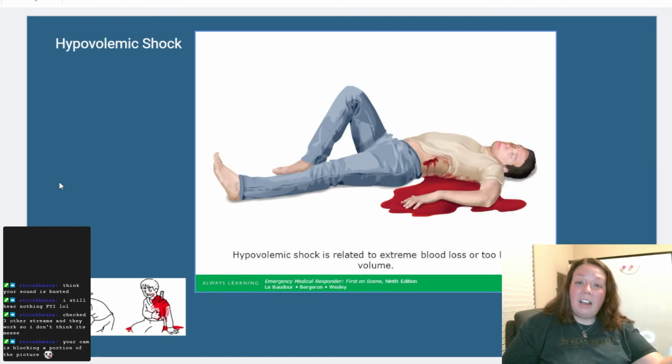Remember, with shock, we have a decrease in blood flow, and what is on blood is oxygen. Oxygen can't be carried on fluids like normal saline or lactated ringers. You actually need blood. So it's really important for this type of patient that you get blood into them. You don't want anything that's not able to carry oxygen for this patient.